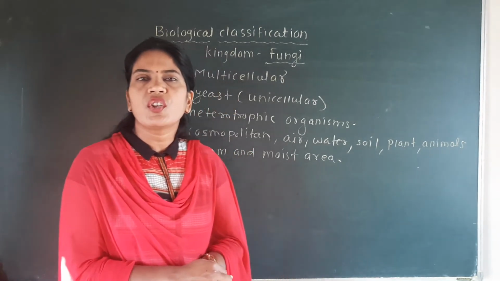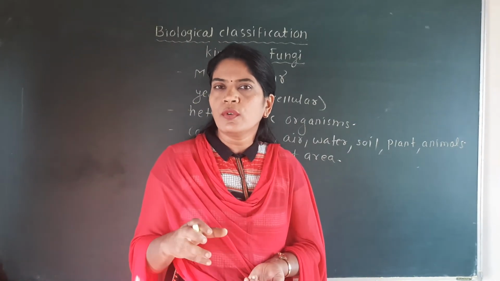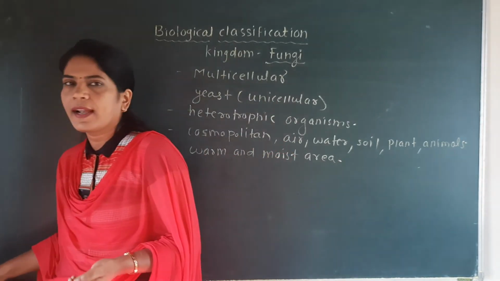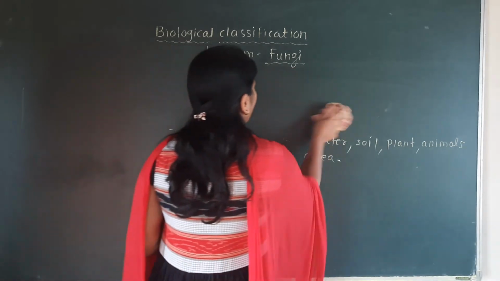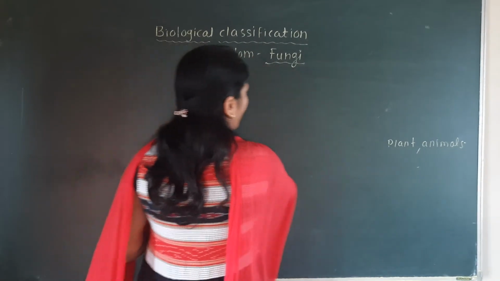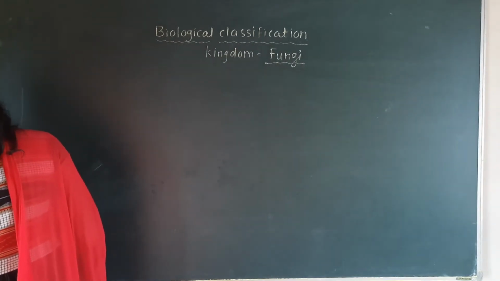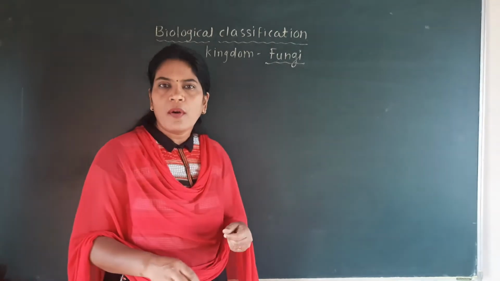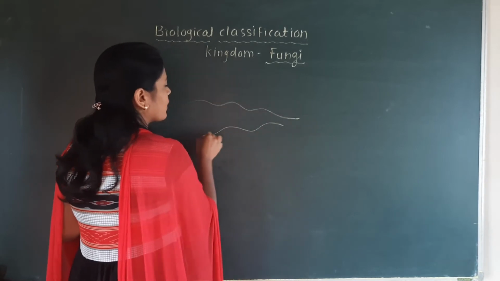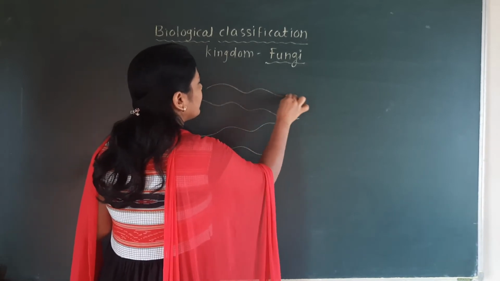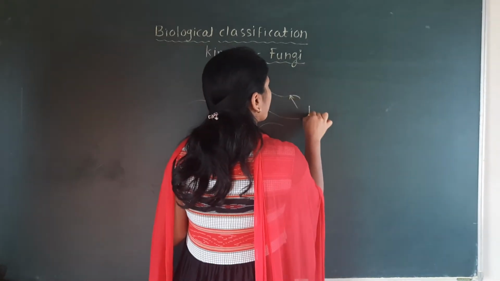Now we will see the structure of fungi, how it is formed, and we are going to discuss the body structure of fungi and its important parts. As fungi are heterotrophic and cosmopolitan in distribution, their body structure is that their body is made up of a thin, slender, filamentous structure. It is a slender, thin, filamentous structure, and the name of that structure is hyphae.